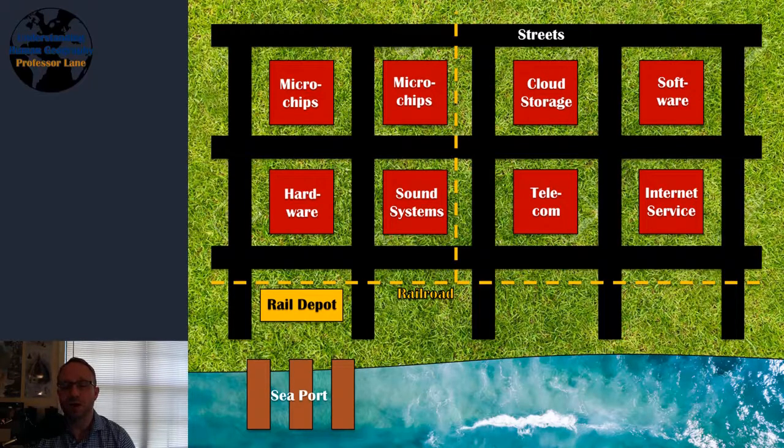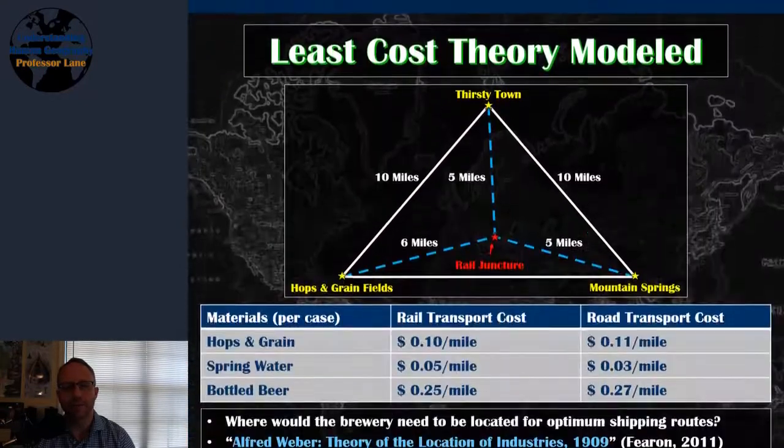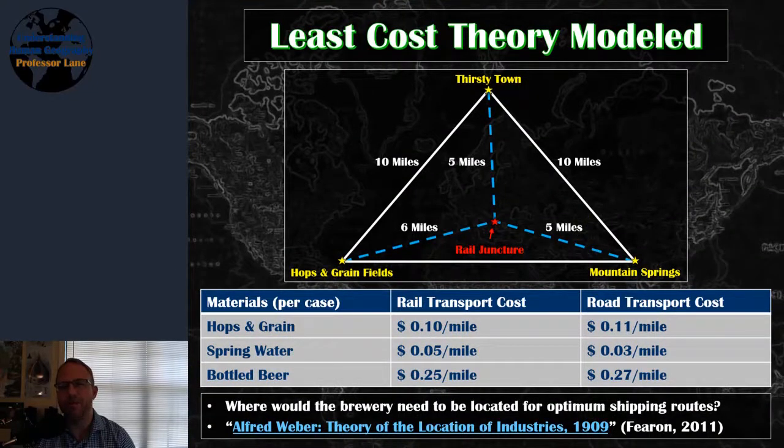Because these firms use similar raw and processed materials, they cluster near each other and benefit from easy access to these materials coming from the port. Firms that require heavier materials are located closer to the port, while other firms are located further away. Now, this slide is an example of the least cost theory.